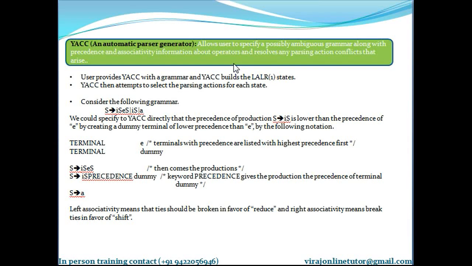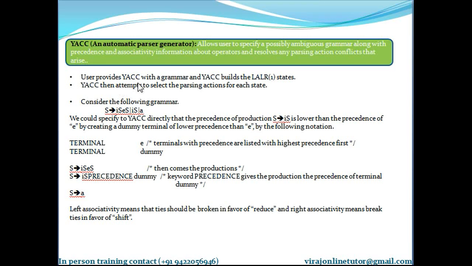We need to teach the parser tool so that it can itself resolve the conflicts. So conflicts can definitely be resolved using the associativity and precedence rules. So we need to specify what the precedence of the operators is and what the associativity of those operators is, in order for the parser to know how to eliminate the ambiguity or how to eliminate the parsing action conflict. Okay, so we need to specify associativity and precedence information to the tool which can resolve the parsing action conflict.